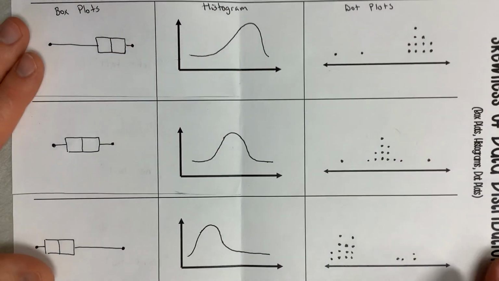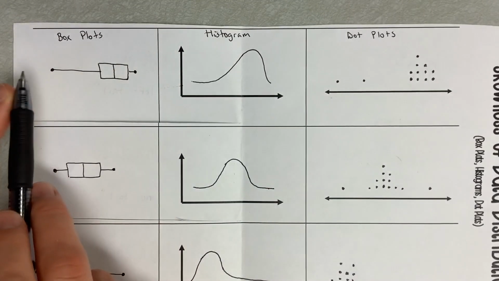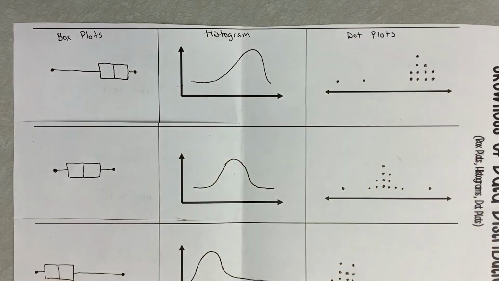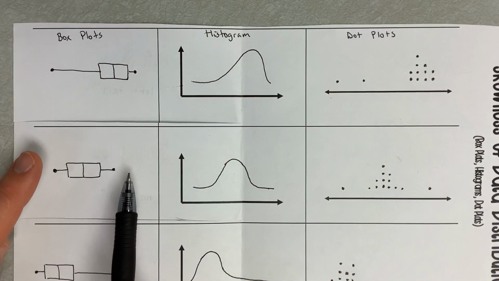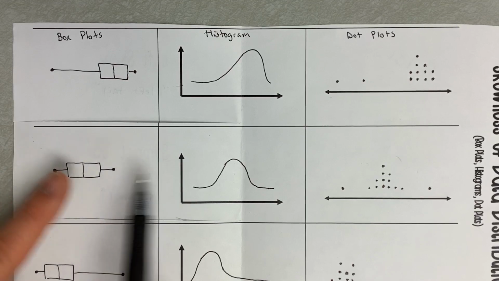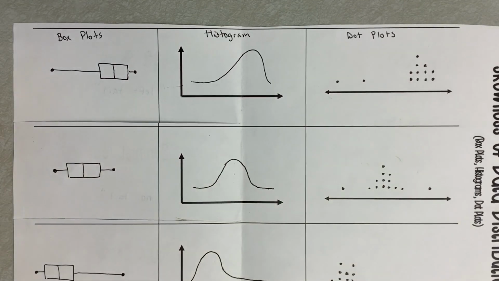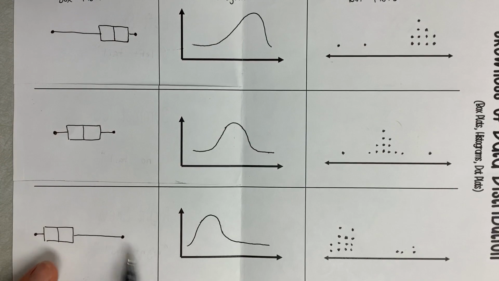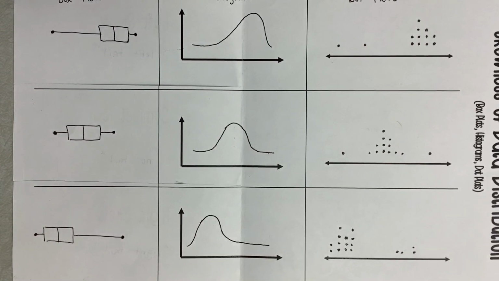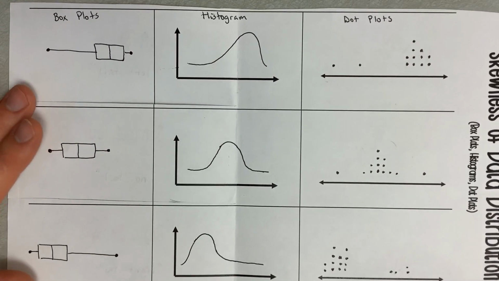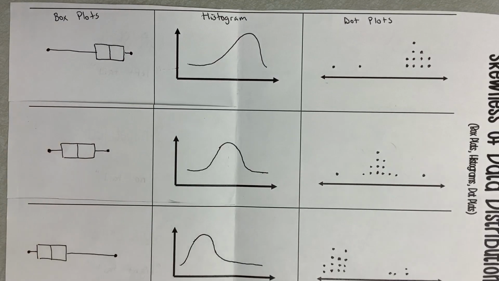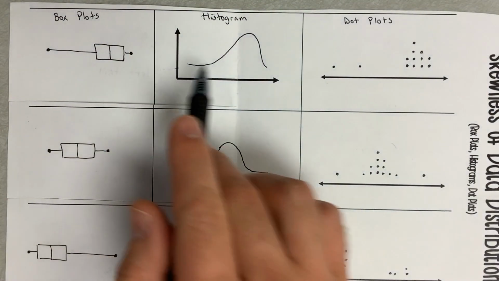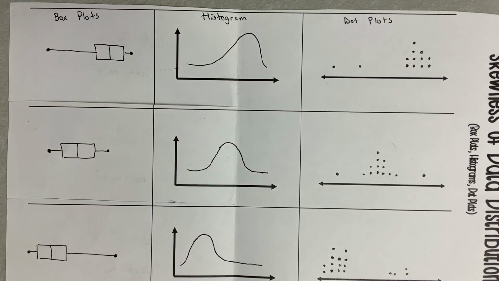That's it, guys. So left skew, tail left. Symmetrical, pretty much evenly distributed. Really no tail. For right skew, right tail. And that's it, guys. That's as simple as it gets. So hopefully it's a good visual graphic for you when you look at your own box plots, histograms, and dot plots, and have some fun.